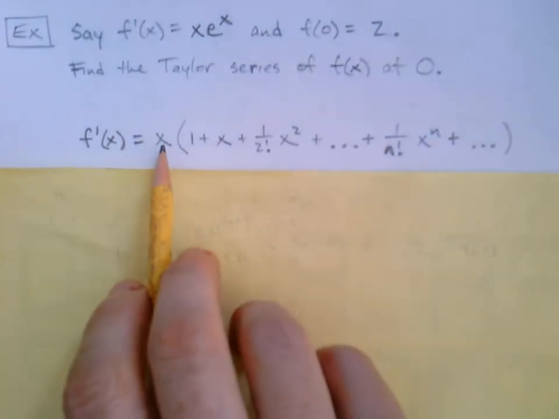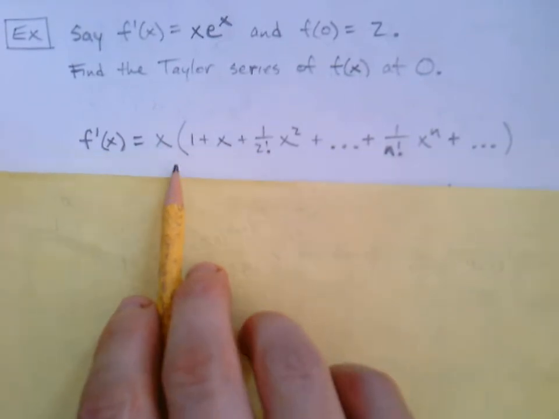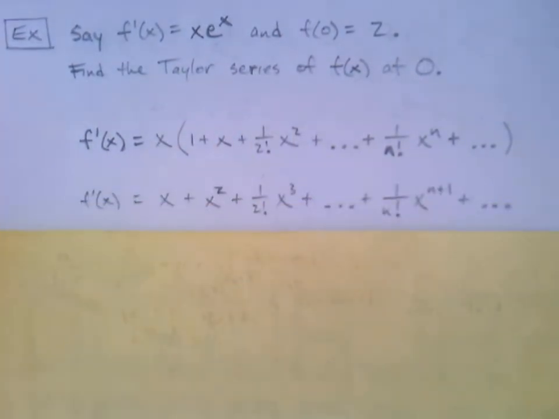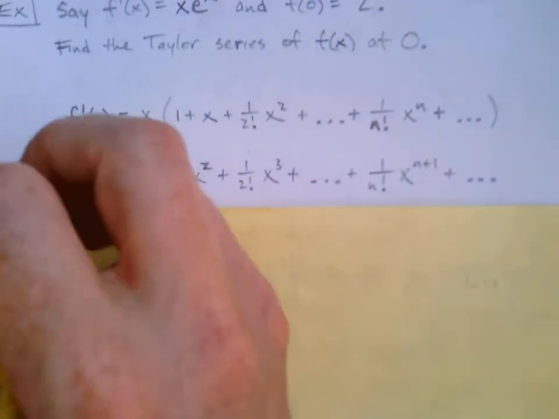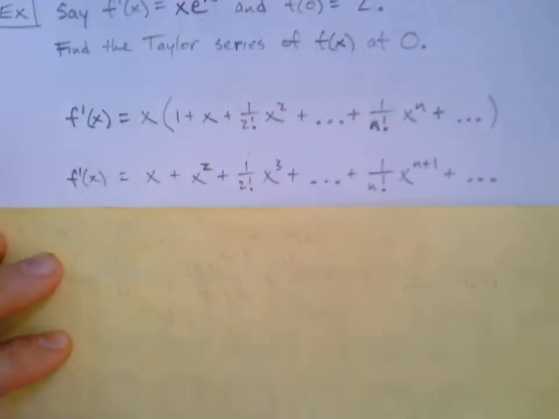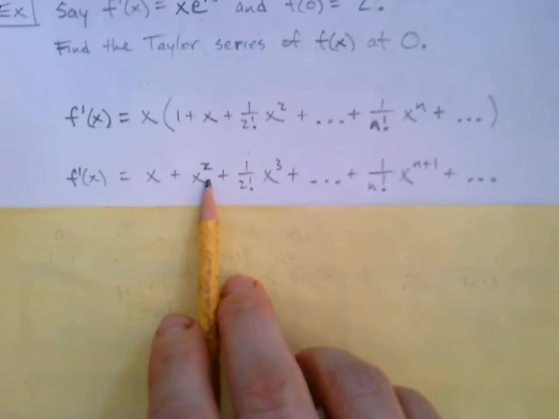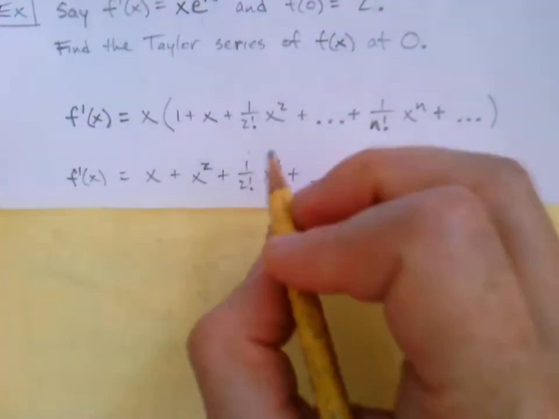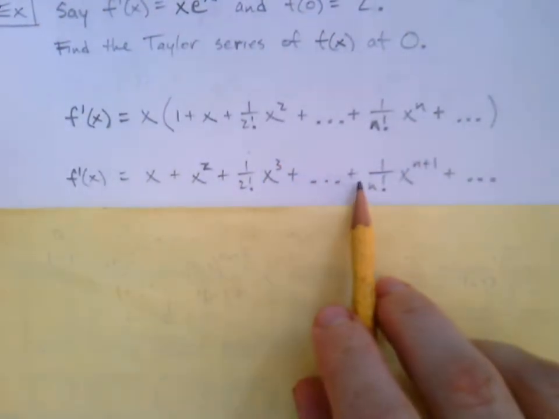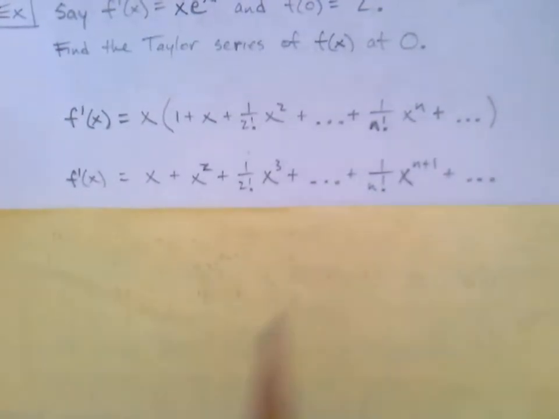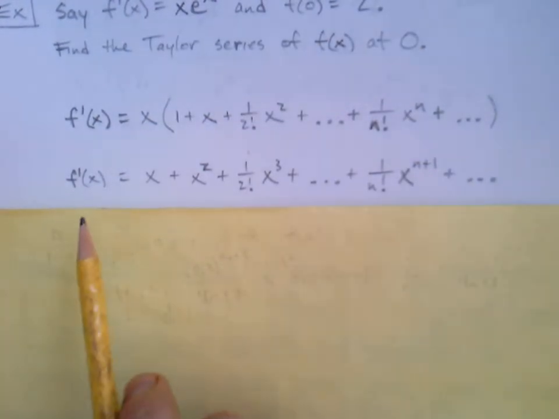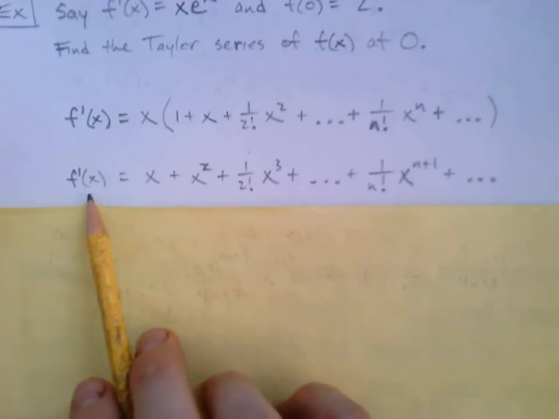Okay, well at this point now we're multiplying by x, so go ahead and distribute. So we'll simplify f prime like so: x plus x squared plus 1 over 2 factorial x to the third plus dot dot dot 1 over n factorial x to the n plus 1 plus dot dot dot.